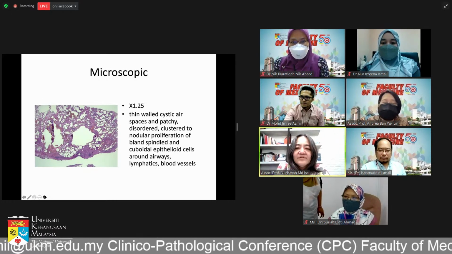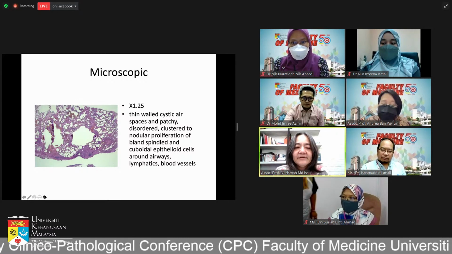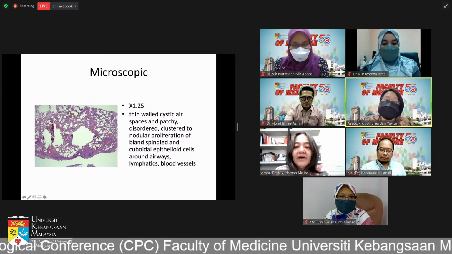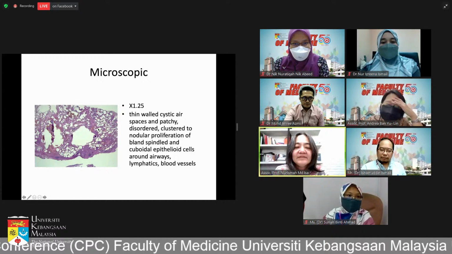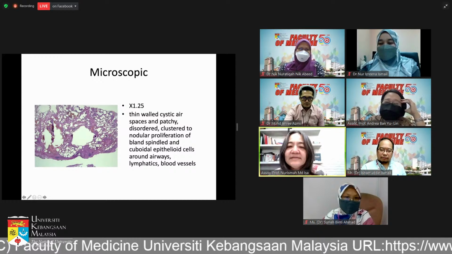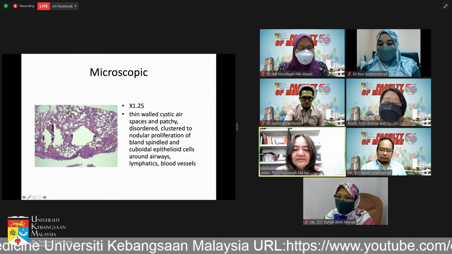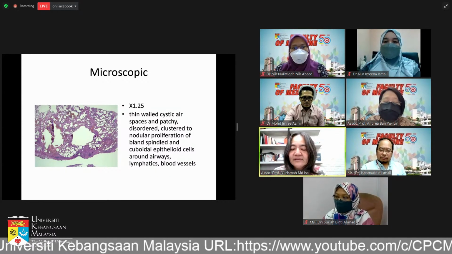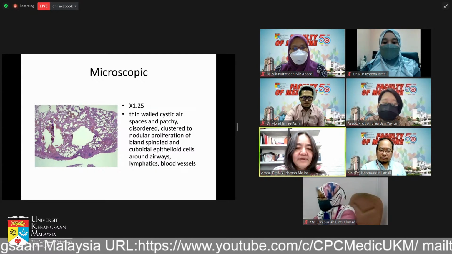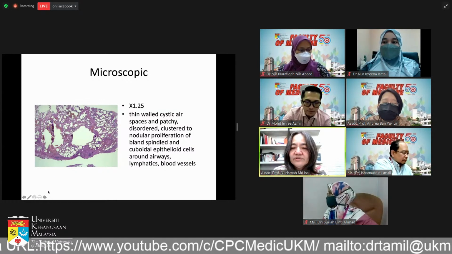Okay, this is a low-powered view of the lung biopsy. Can you see my cursor? No, because I will have to move the cursor for you. So you see the large air spaces at the center and the much smaller ones around the periphery. They are basically thin-walled cystic air spaces and they are patchy and disordered, not uniformly distributed throughout the biopsies. I suppose this appearance is in keeping with the radiological finding that was shown just now.